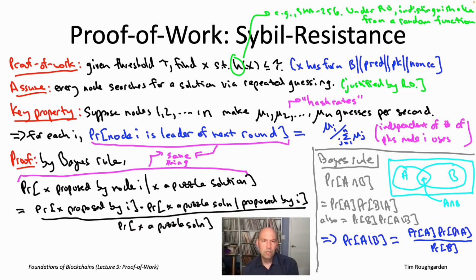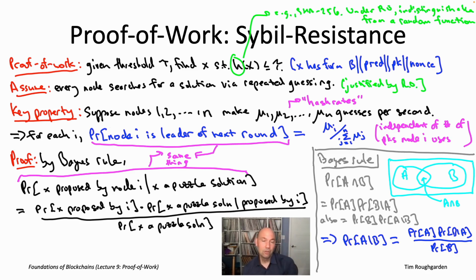So here's where we're going to really use the random oracle assumption. Let's look at the second term on the numerator and also the denominator. What's the probability that x is a puzzle solution, either unconditionally or given that it was proposed by a particular node number 17? And the point is, it doesn't matter. It's the same either way. There's some threshold tau. By assumption, every guess results in a uniformly random output. And so, for example, if it's 256 bits of output and tau equals 2 raised to the 176th, then every guess has a 2 to the minus 80 probability of being a puzzle solution.